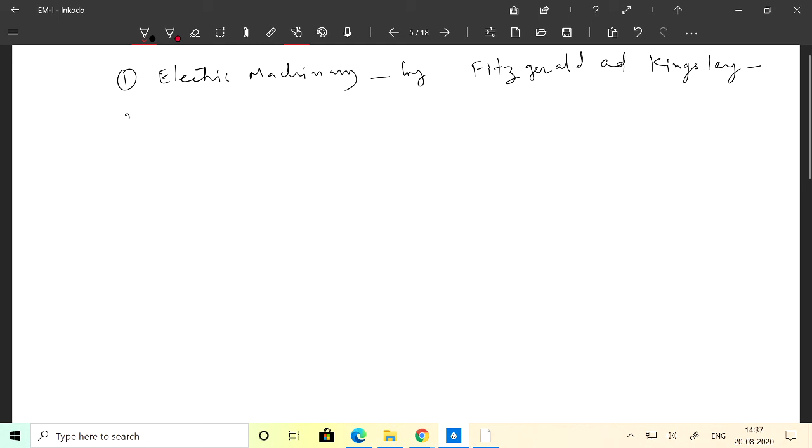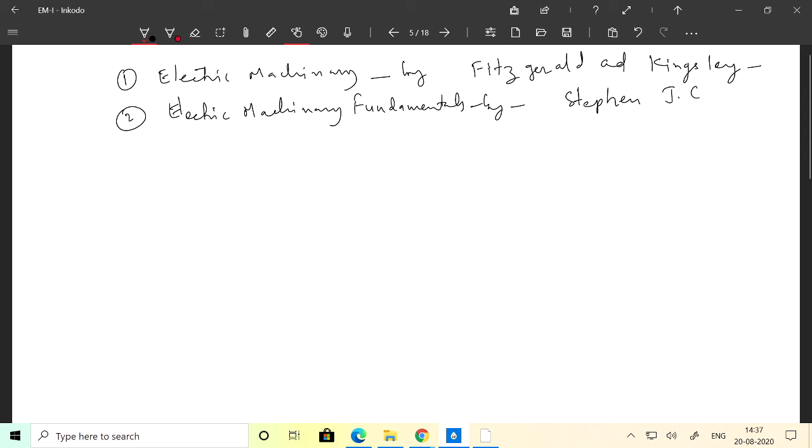Fitzgerald and Kingsley, this is one good book, and I'll also see Electric Machinery Fundamentals by Chapman, Stephen J. Chapman.